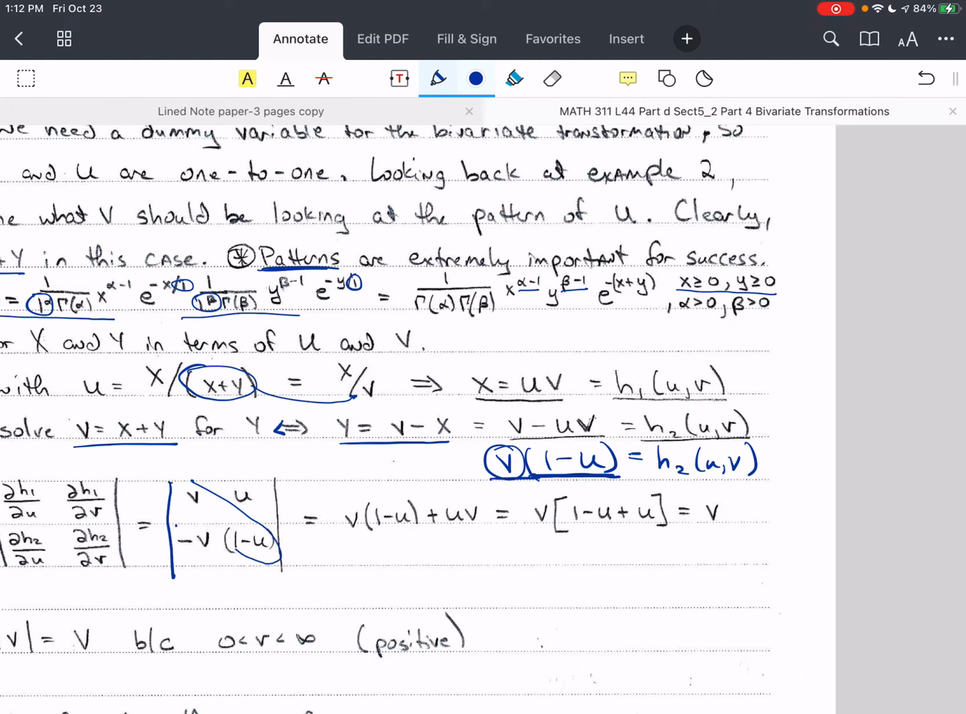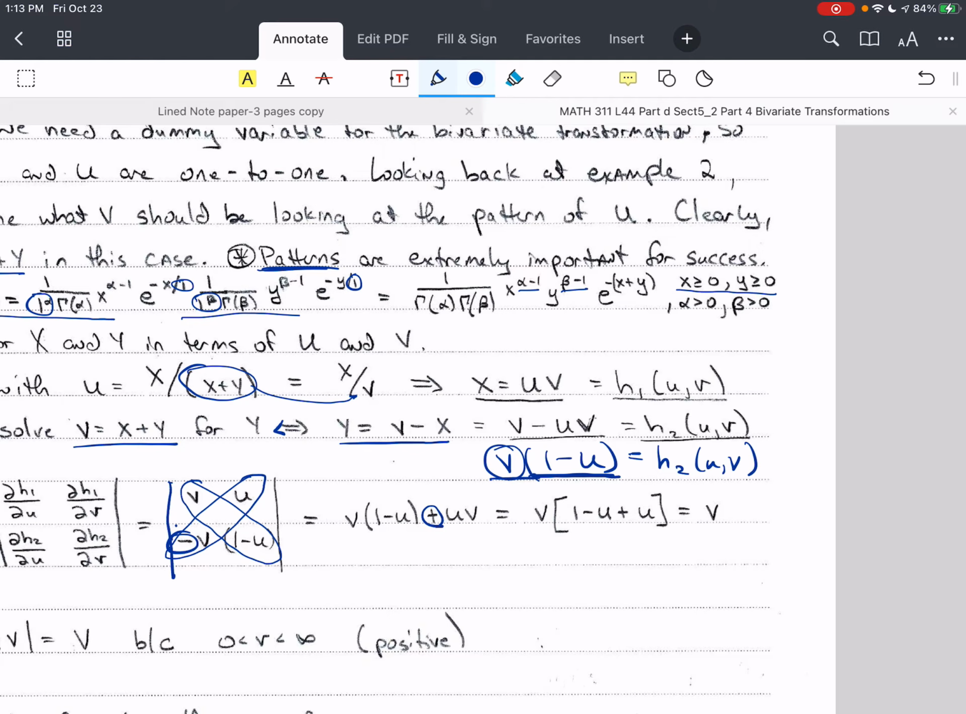And remember that I multiply the diagonal here in this direction, so those elements, and subtract the product of the elements in the other diagonal. So I have v times 1 minus u minus a negative, so that's a plus, so please make sure you get your plus and minus signs correctly. So I have v times 1 minus u minus negative v times u, which is positive uv.